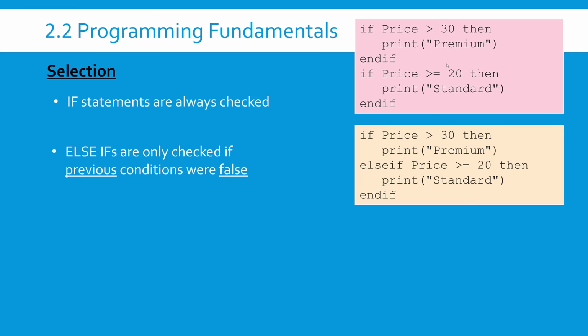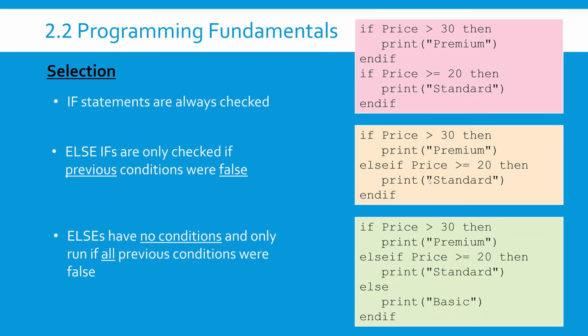Whereas we can add elifs for more complicated situations. Elifs, or else ifs in reference language, are only checked if previous conditions were false. So again, if I type in 50, the only difference here being I've now got else if and not if. If I type in 50 for price, only premium would get shown here because that gets checked first, and because that was true, else ifs get skipped.